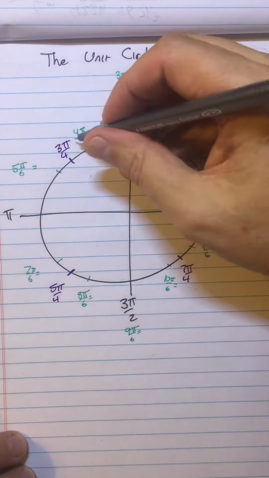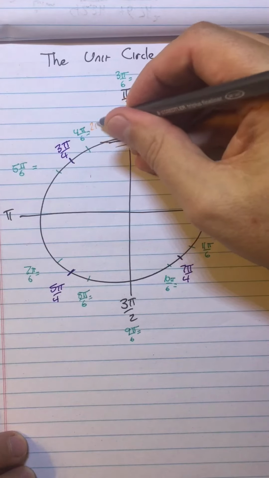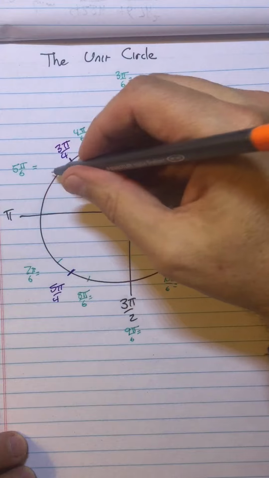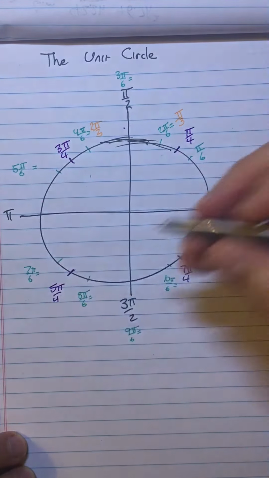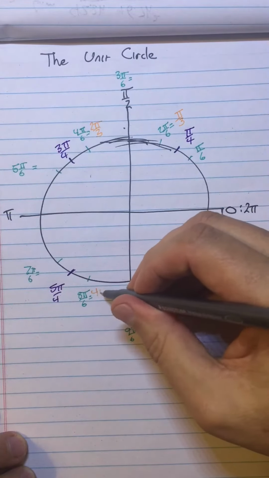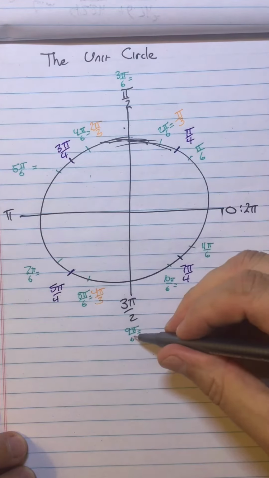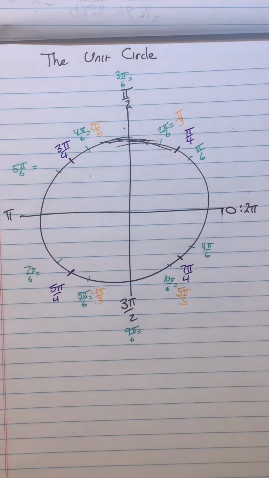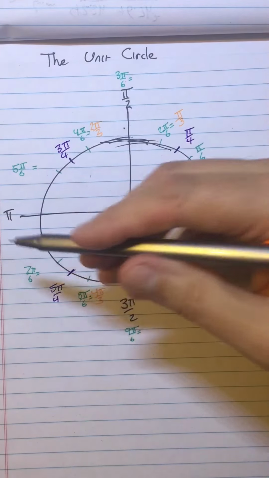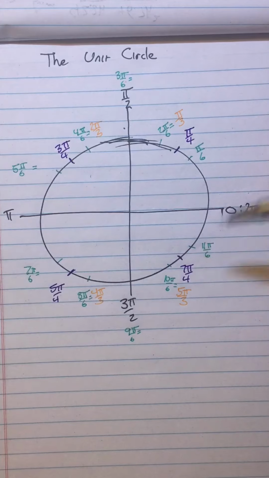Pi over 6, 1 pi over 6, 2 pi over 6 reduces to pi over 3, 3 pi over 6 reduces to pi over 2, 4 pi over 6 reduces to 2 pi over 3, 5 pi over 6 does not reduce, so we leave it, 6 pi over 6 reduces to pi, 7 pi over 6 does not reduce, so we leave it, 8 pi over 6 reduces to 4 pi over 3, 9 pi over 6 reduces to 3 pi over 2, 10 pi over 6 reduces to 5 pi over 3, and 11 pi over 6 does not reduce. So that's how you get all the pi over 6 and pi over 3s. Just count by pi over 6 and reduce. 1, 2, 3, 4, 5, 6, 7, 8, 9, 10, 11, 12. Reduce the ones that can reduce, right?